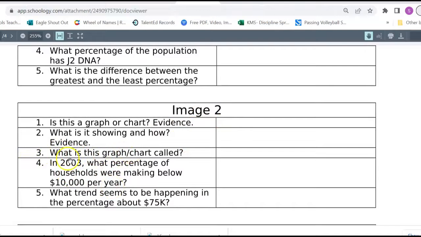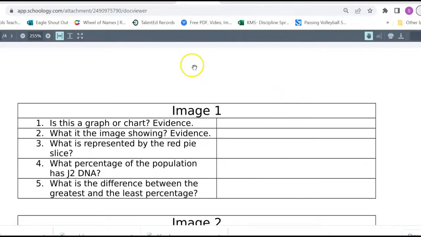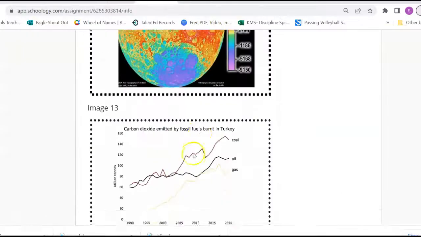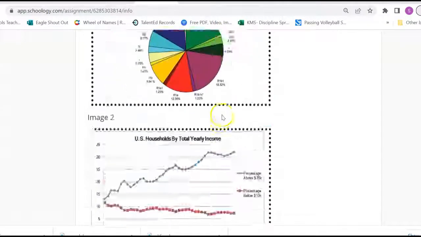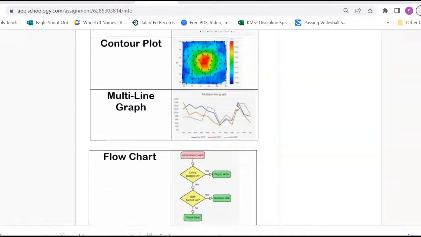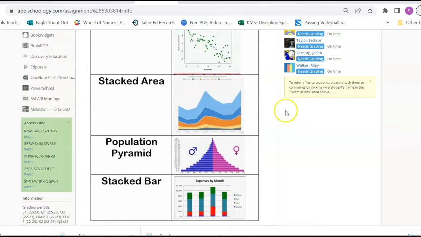Question 3 is asked on a lot of them. What is this graph or chart called? You're going to use your information that you had in the assignment page at the top where I tell you the different kinds of charts and graphs. Okay, you must complete at least 8 of the 14 for credit.